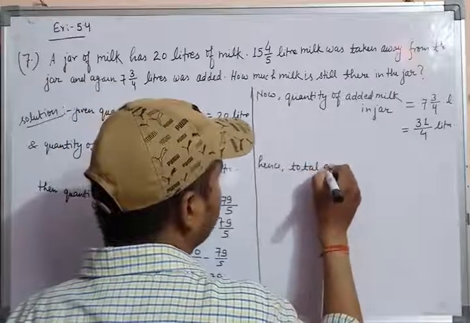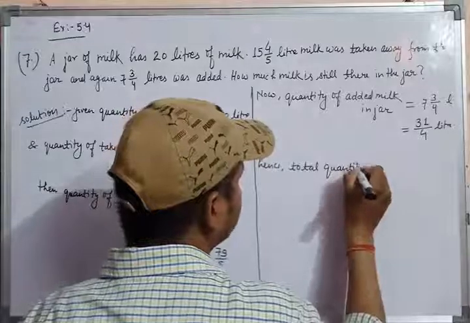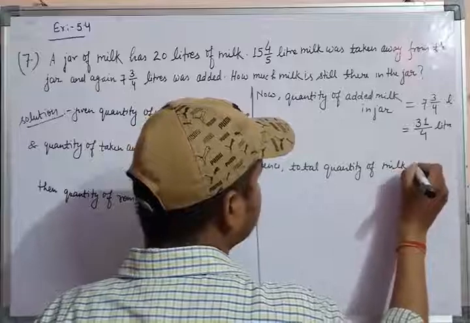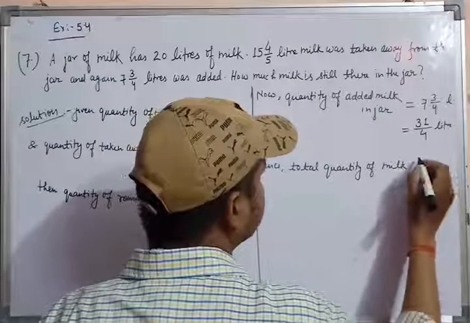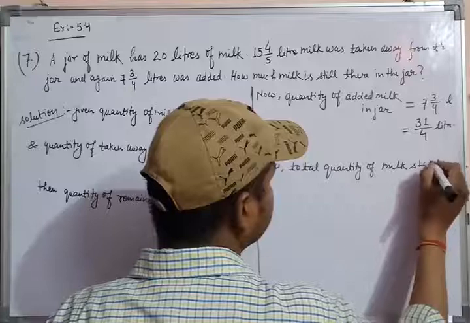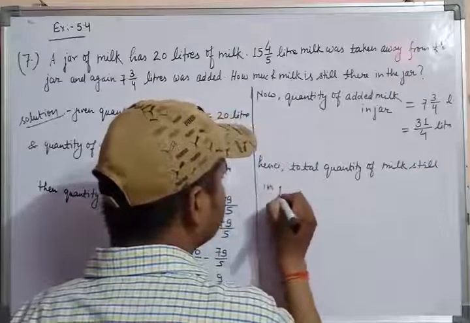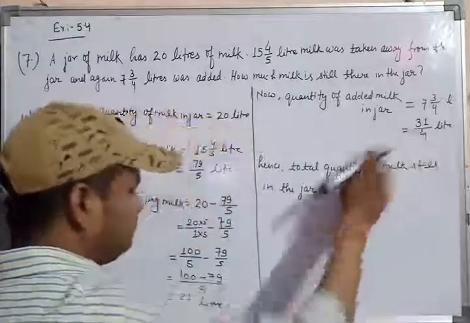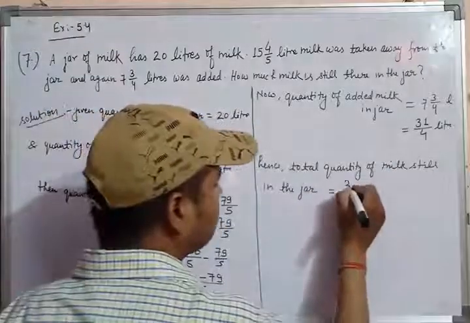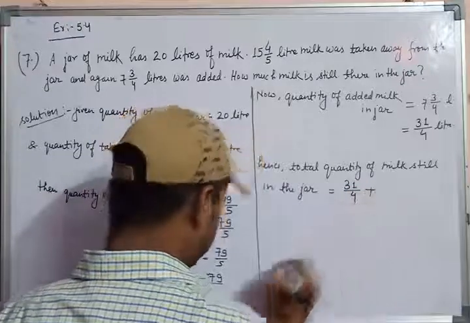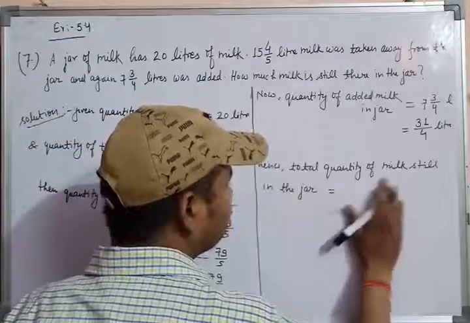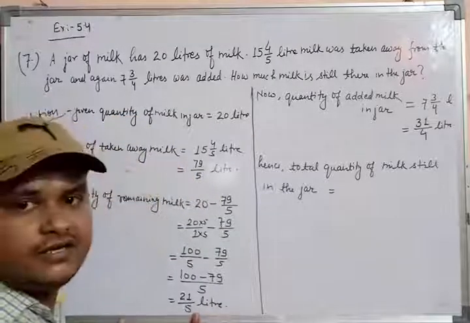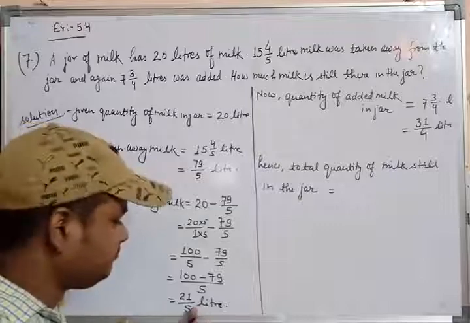total quantity of milk still in the jar is equal to, simply you have to add this by this, so we can write 31/4 plus 21/5.